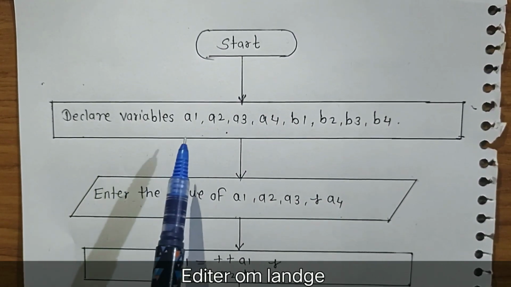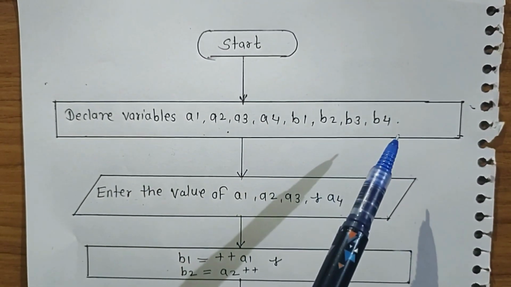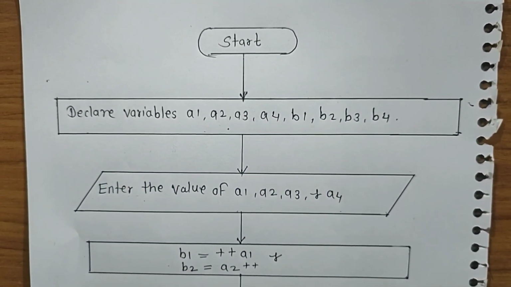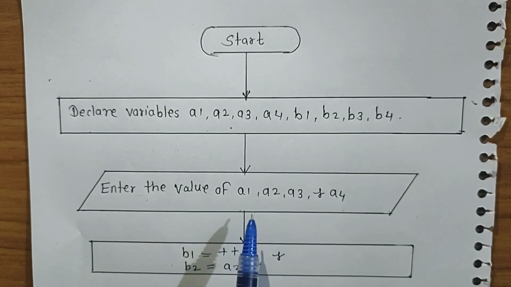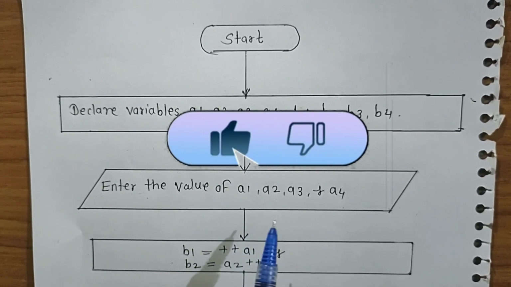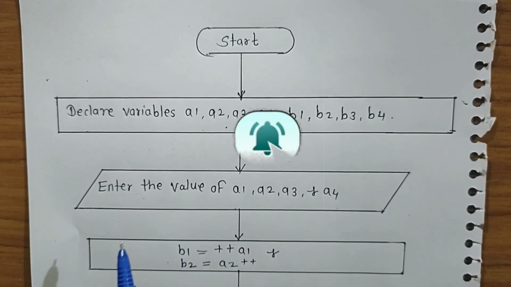Then declare variable a1, a2, a3, a4, b1, b2, b3 and b4. This is a declaration, so it is written in the processing box. Then enter the value of a1, a2, a3 and a4. These values are taken through the keyboard, so it is input, hence it is written in the input box.